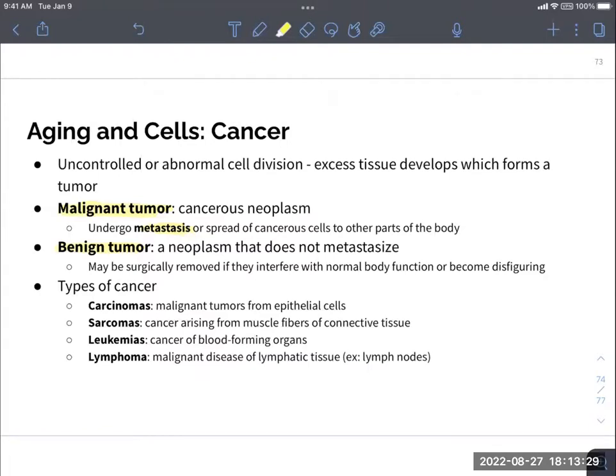The main kinds of cancer are carcinomas, sarcomas, leukemias, and lymphomas. A carcinoma involves epithelial cells. We'll go over epithelial cells in our next chapter, exactly what those are. But think of your skin. But epithelial cells are found throughout your entire body. We have sarcomas, which is cancer that actually comes from muscle fibers. Leukemias, they affect white blood cells. And lymphomas, lymphatic lymph nodes are affected.